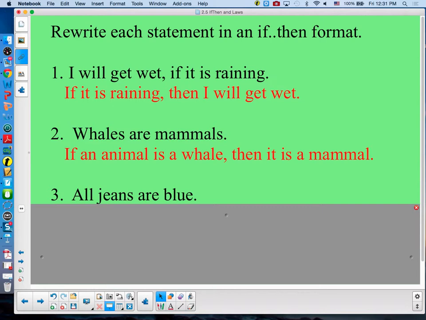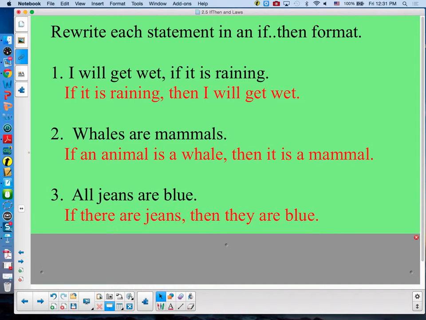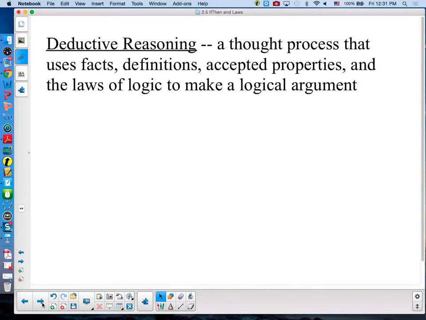Okay, if you have jeans, then they are blue or they will be blue. Correct. All right, that was my last one on that page. All right, deductive reasoning.